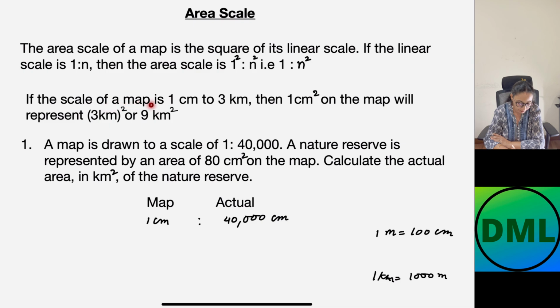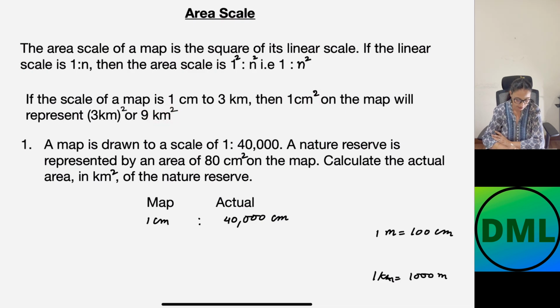If the scale of a map is 1 centimeter to 3 kilometers, then 1 centimeter squared, you are doing the square on this side, that means you have to do it square on this side also. On the map will represent 3 kilometers the whole squared, which is equal to 3 squared is 9, and kilometer squared is kilometer squared. So 1 centimeter squared will be equal to 9 kilometer squared.